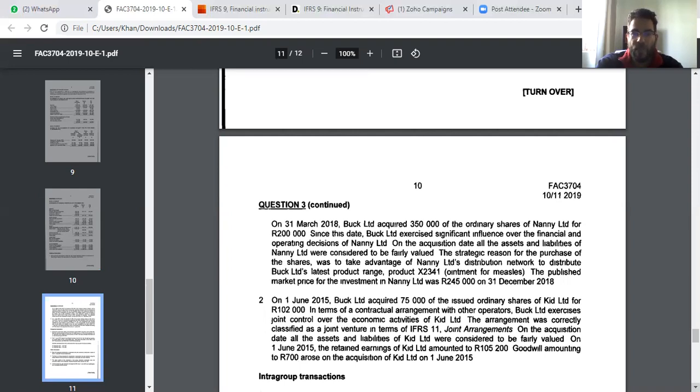Then they say on the acquisition date, all the assets and liabilities of Nanny were considered to be fairly valued. The strategic reason for the purchase of the shares was to take advantage of Nanny Ltd's distribution network to distribute Buck's latest product range, product X2341, ointment for measles. The published market price for the investment in Nanny Ltd was 245 on 31 December 2018. Remember, we don't worry about market values. It may play a role depending on how we account for it in our separate books, but from a group point of view, we are only interested in cost because we use equity accounting.